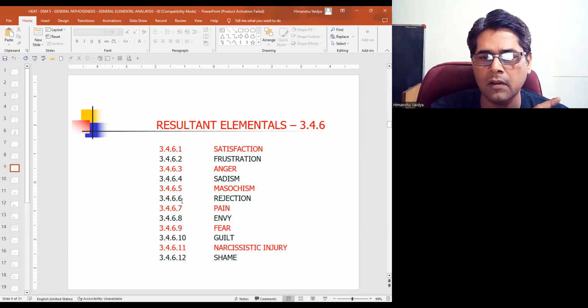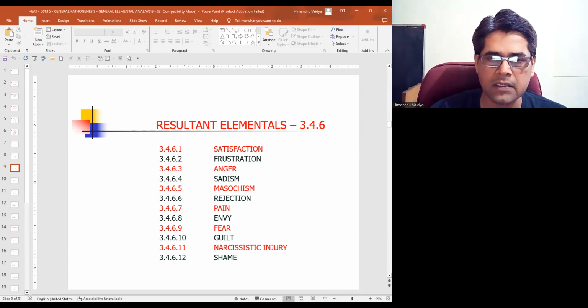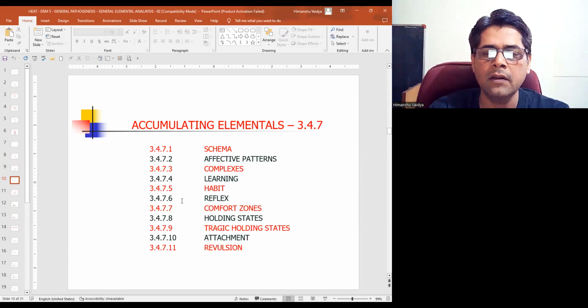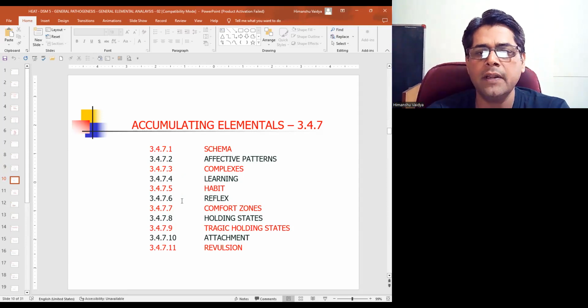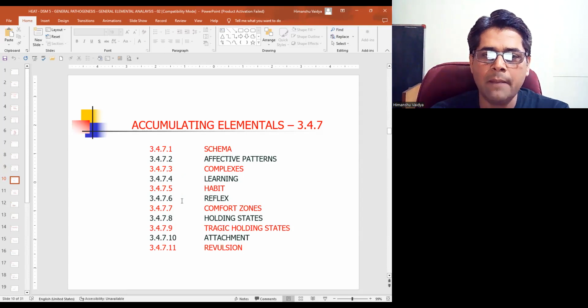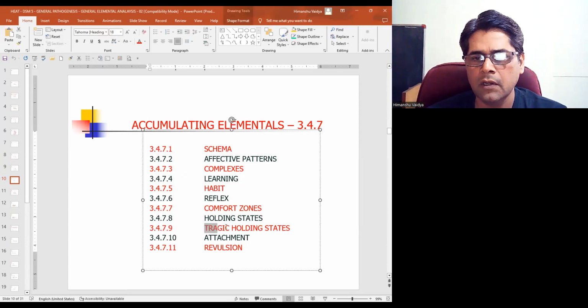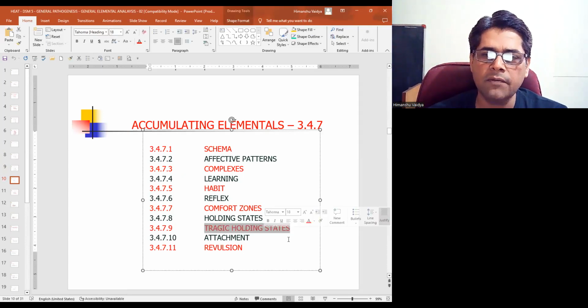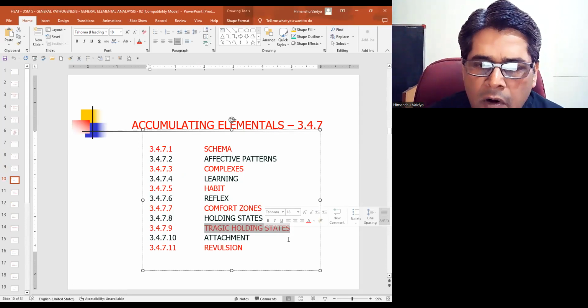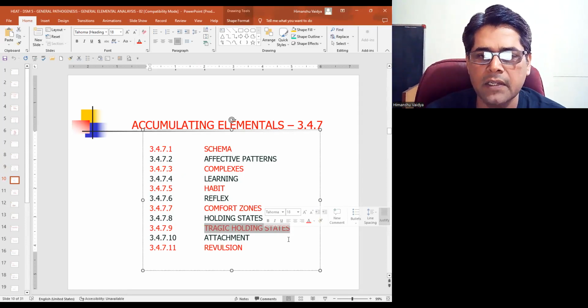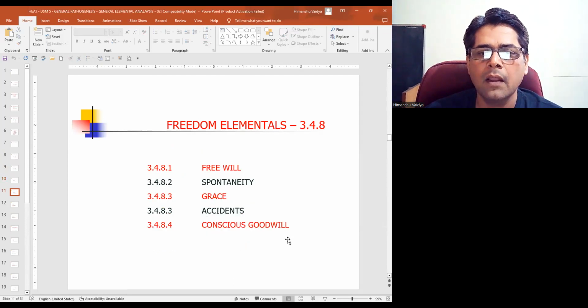So we have the psychic process, resultant elementals, and in the long run they result in the accumulating elementals: the long-term schemas, the long-term complexes, long-term habits, long-term reflexes, and so on. A very important element here is the tragic holding zone, which is very important in case of personality disorders or any long-term chronic sickness.